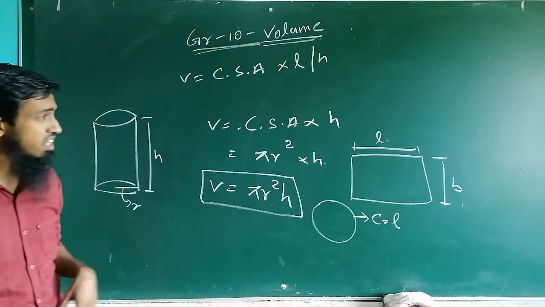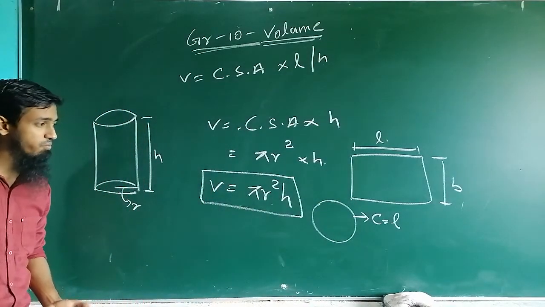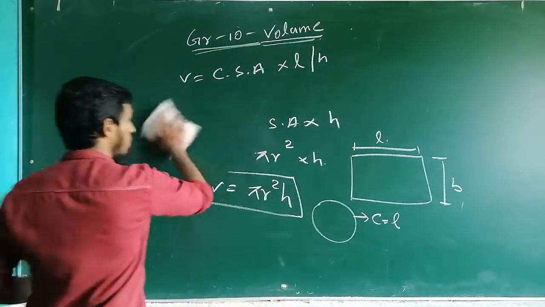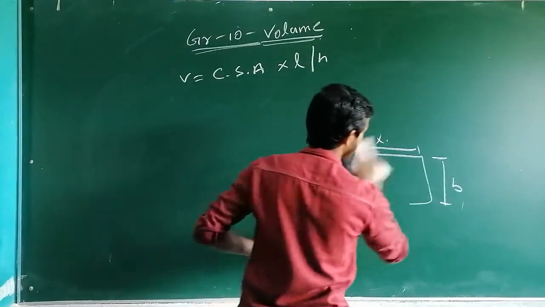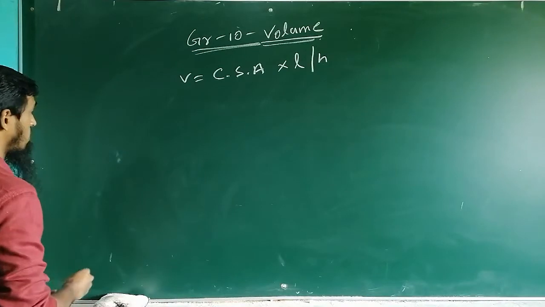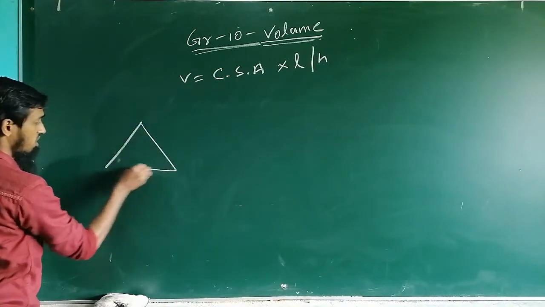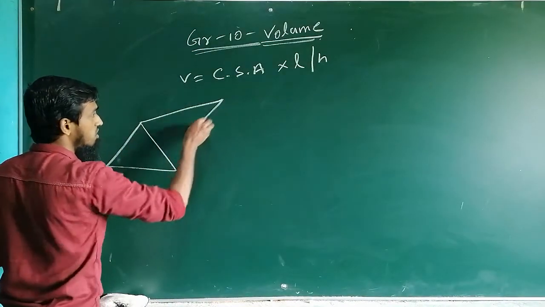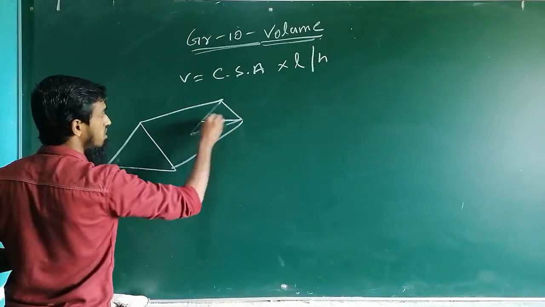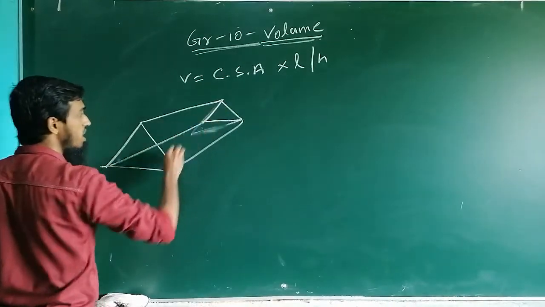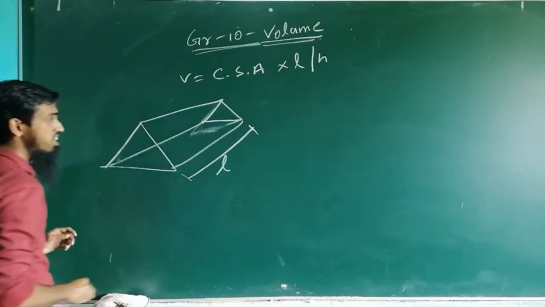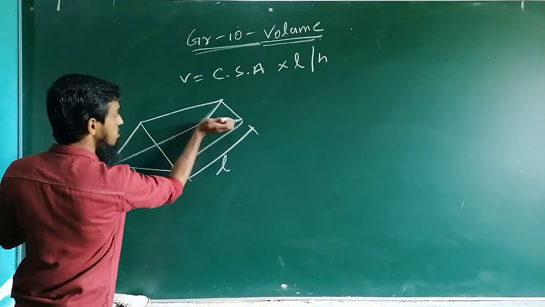Okay, we will go for the equation of the prism now. We have a triangular cross-sectional prism here. We can use the same basic equation for finding the volume of this prism.